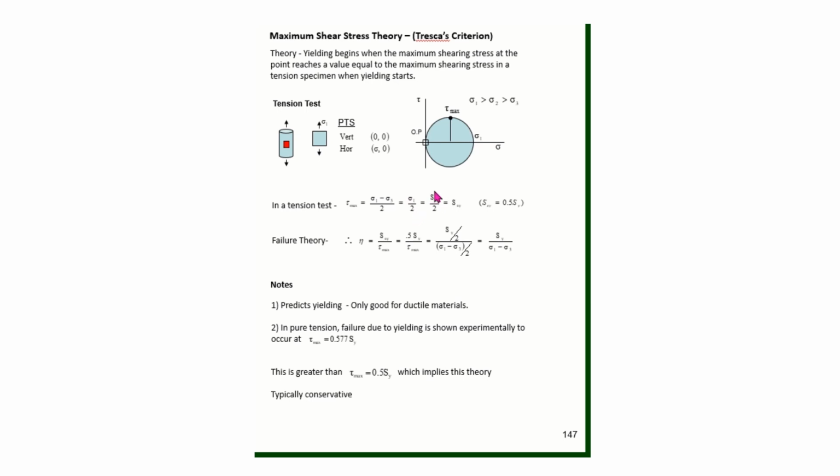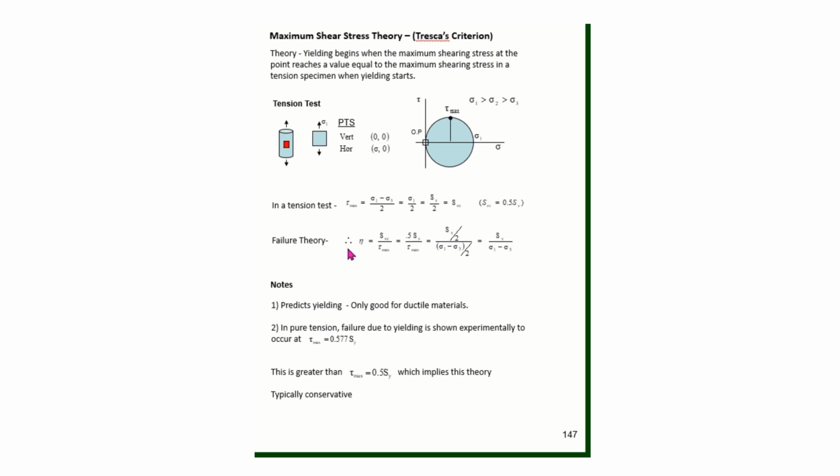We replace the sigma 1 with the SY and get tau max is SY over 2, and we call that SSY. We now write our failure envelope equation as safety factor eta is equal to SSY over tau max. And we know tau max is this expression here. We know SSY is equal to SY over 2, and so I can write my safety factor expression as any of these four forms of the equation, or represented by these equations.